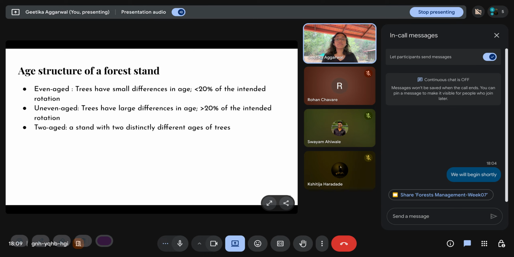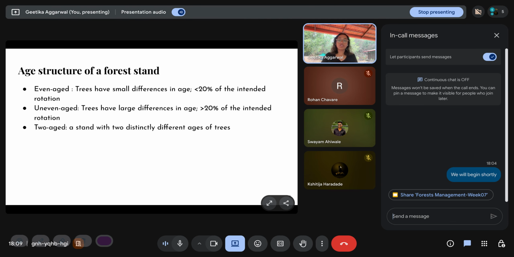Even basically means more or less the trees have similar ages and there are very small differences, for example, less than 20% of the rotation age. We'll discuss in a later slide what the rotation age is. But more or less within 20%. So if, say, the rotation age is 100 years, then in an even aged forest, the trees will vary from 80 to 120 years of age. If it's uneven aged, then the trees have differences which are more than this 20% of the intended rotation.